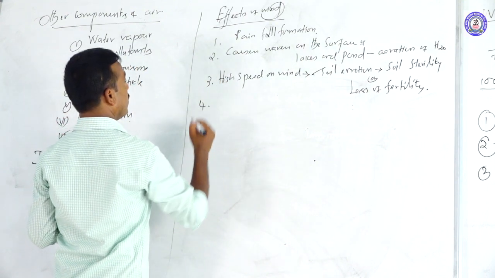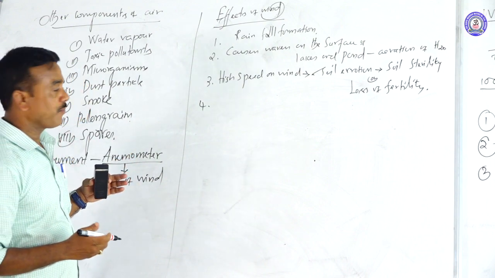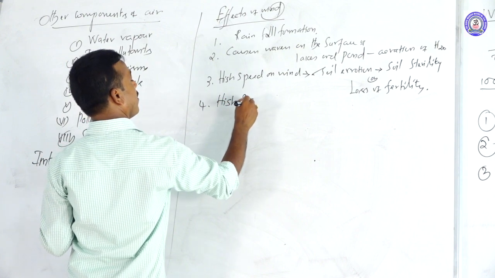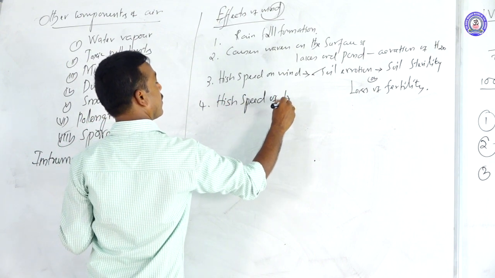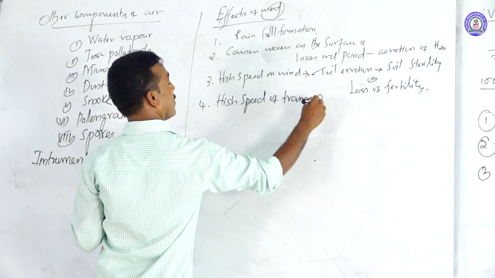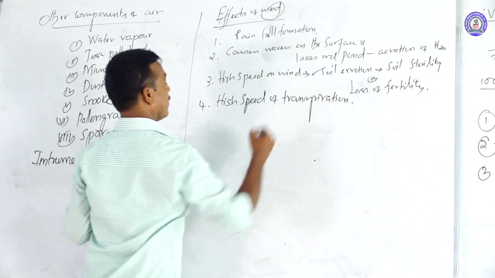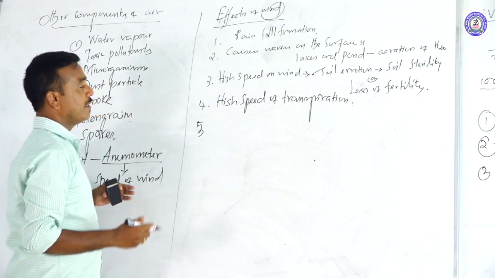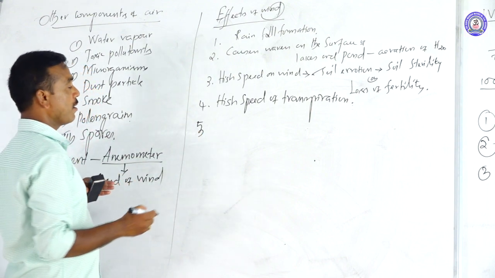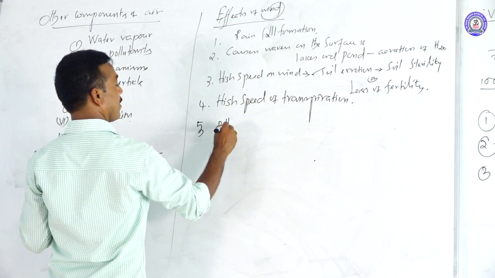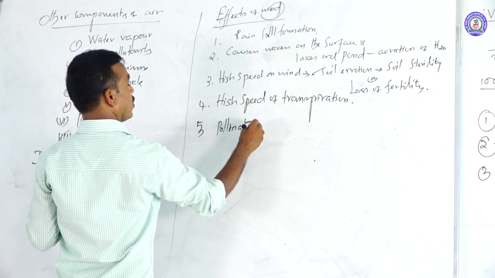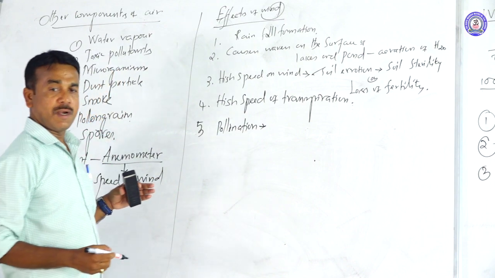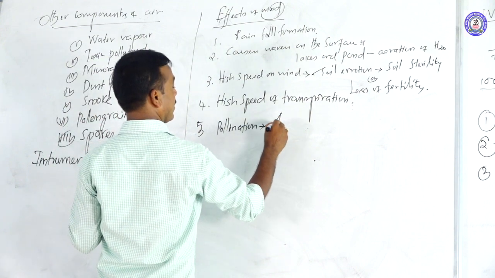Fourth one: wind flow helps high speed of transpiration. That is the fourth effect. What is the fifth effect? Wind flow helps pollination. Pollination through wind is commonly called anemophilous pollination.